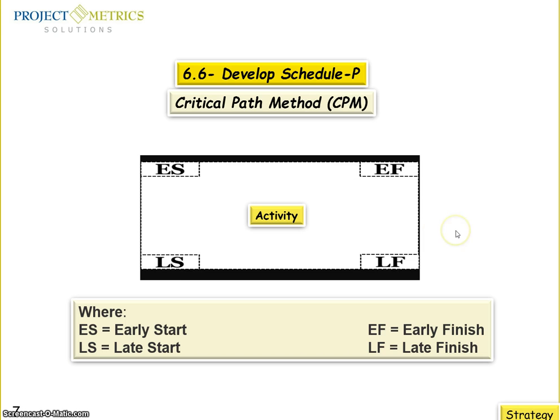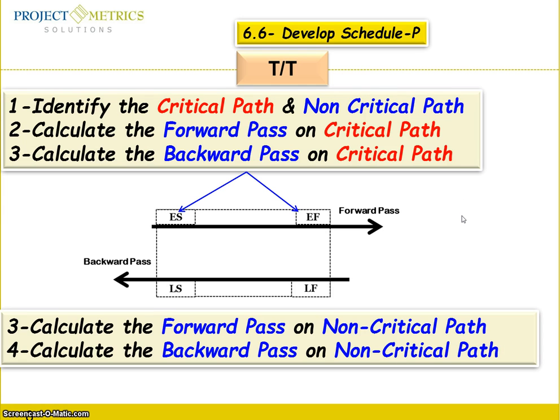Now, what I ask my students to do when they see something like this is to make the square and familiarize yourself with the early start, early finish, late start, late finish. Then follow the strategy: first identify the critical path and non-critical path, then calculate the forward pass on the critical path, and then the backward pass on the critical path. Once you finish with the critical path, you go for the non-critical path and calculate the forward pass, and then the backward pass.